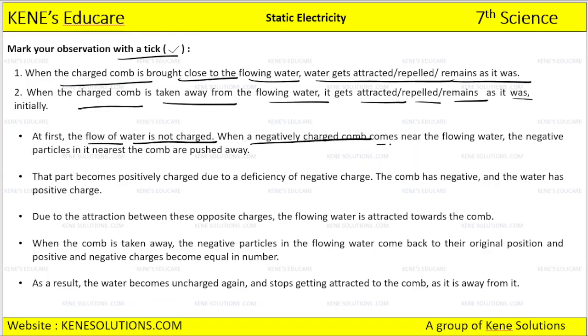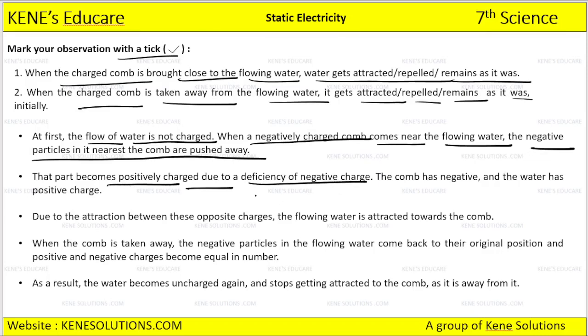When a negatively charged comb comes near the flowing water, the negatively charged particles nearest to the comb are pushed away. Okay, तो आप क्या कर रहे हो? अगर जो comb है, the negatively charged comb, if it is brought near the flow of water, the negatively charged particles nearest to the comb are pushed away. वो push किए जाते हैं. That part becomes positively charged due to the deficiency of negative charge. तो वो जो part है that will become positively charged due to the deficiency of negative charge.